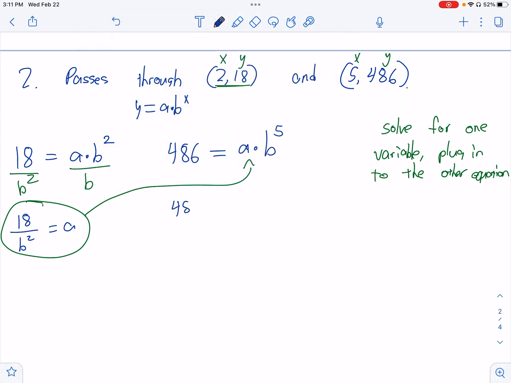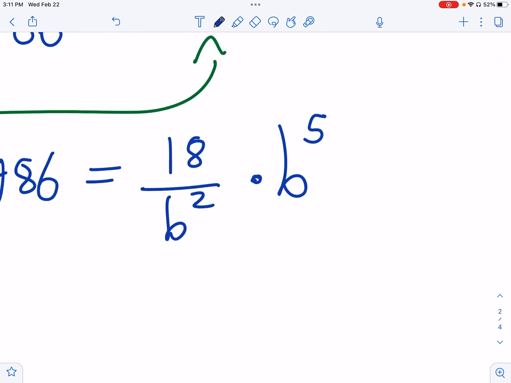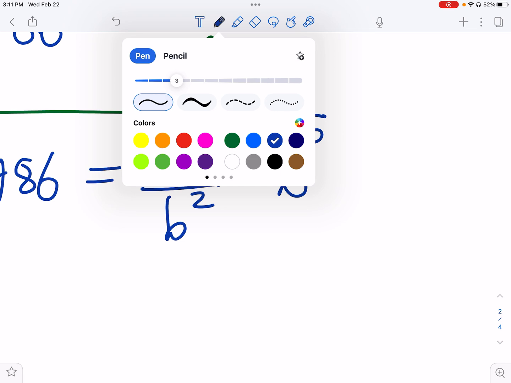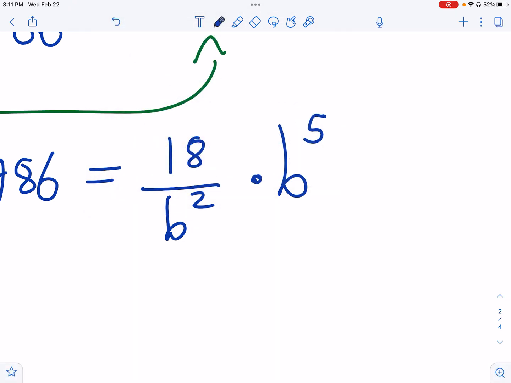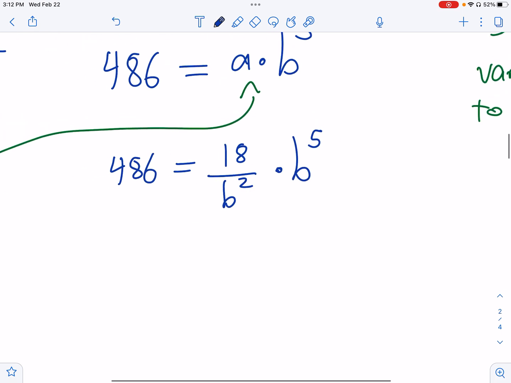So 486 equals 18 over B squared times B to the fifth power. And because both variables in this equation are now B, I can combine these. So if I am dividing 18 by B squared and then multiplying by B to the fifth, so I'm just simplifying the right side of the equation, and you'll get to the point where you do this in one step, but we're going to write it all out.